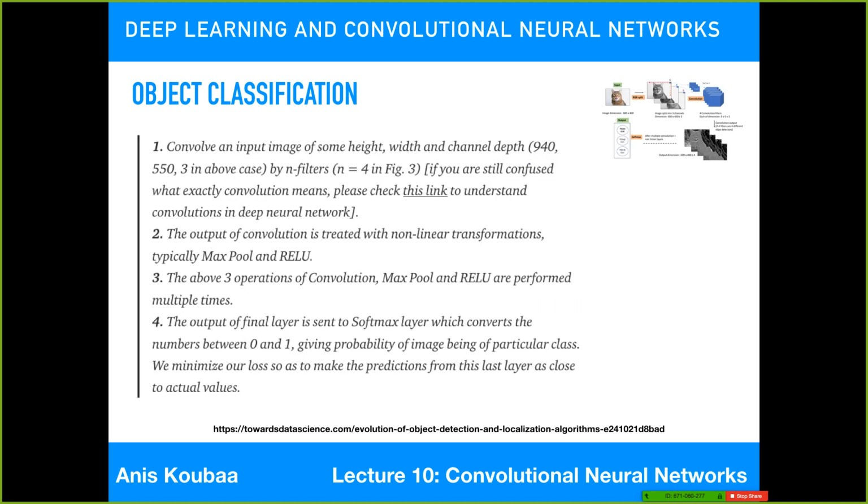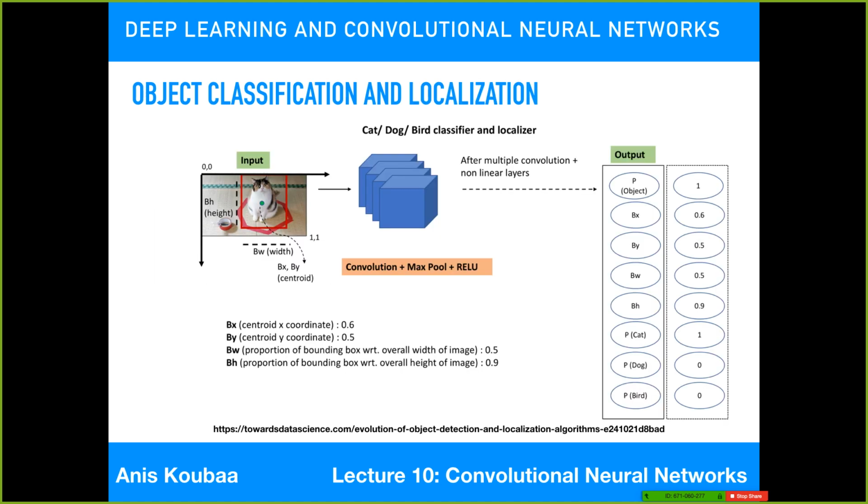Okay, so this is the algorithm. You have an input image, you have several layers of convolutions, max pooling, and nonlinear ReLU functions. You do these operations several times, and finally you have a fully connected layer, and the softmax function will output numbers between 0 and 1, giving the probability of the images.